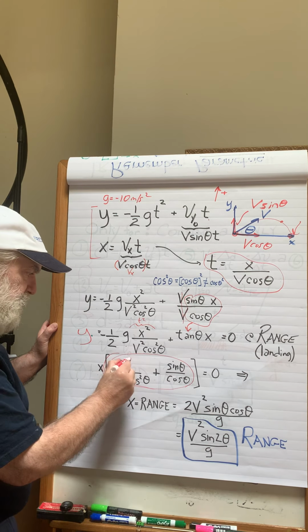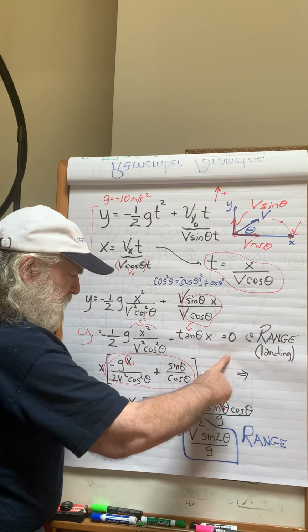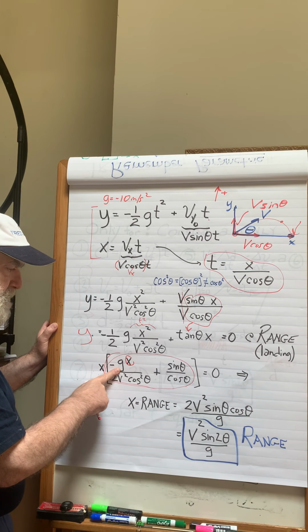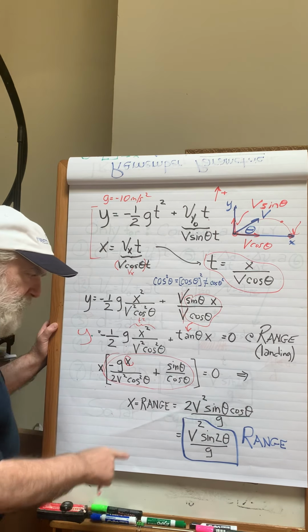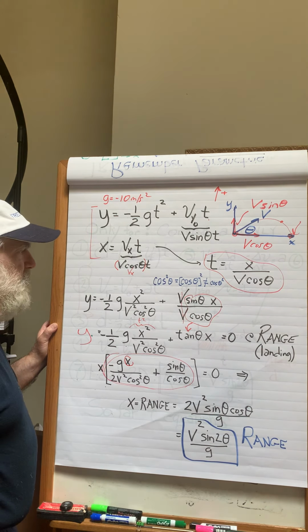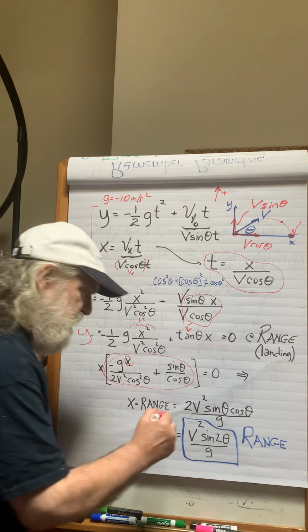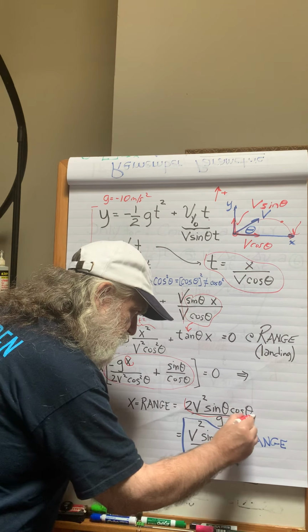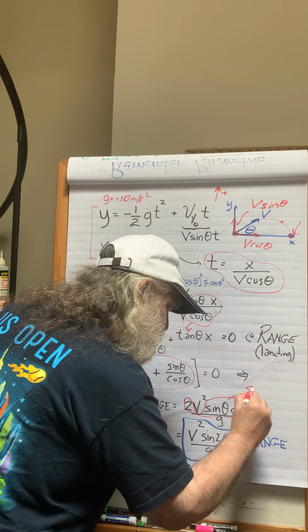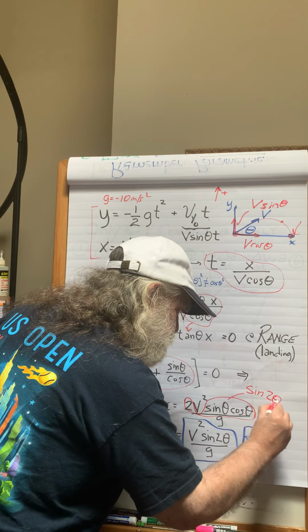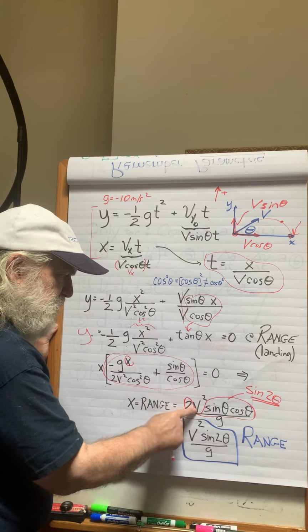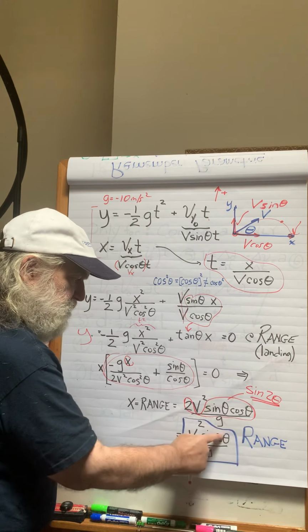So if I solve this for X by moving this to the other side and then multiplying by 2V squared cosine squared theta and dividing by G, if I go through all of that, I will get this equation for range. Extra special bonus points if you happen to remember that 2 times sine theta cosine theta is the sine of 2 theta. And so it's easier to write this equation by saying V squared sine of 2 theta over G.